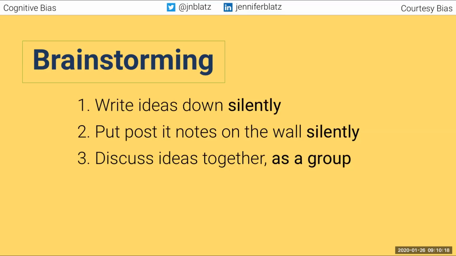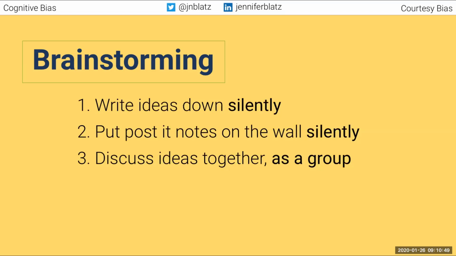You have everyone write down ideas in silence, in whatever time box, 2 to 5 minutes, whatever that might be. Write down in silence. And then once everybody's done their brainstorming, they put the Post-it notes on the wall in silence. And then finally, once everybody's got their notes on the wall, that's the time for the group discussion. That's the time where you might see somebody else post it and add another one because it's prompted an idea.